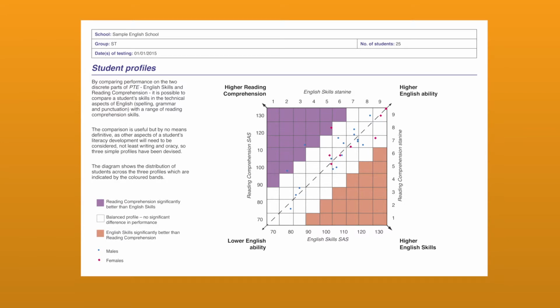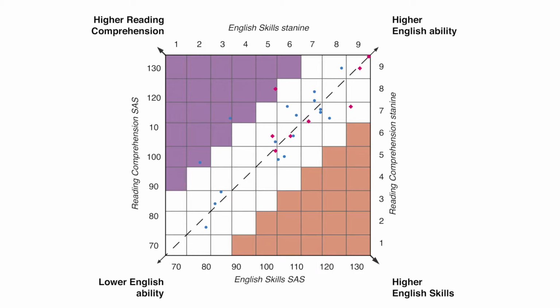This scattergram shows how the individual student profiles are distributed for this group. We're interested in finding out if students have relative strengths and weaknesses. Students in the central white-coloured section of this scattergram have a balanced profile, so they're as strong in their English skills as they are in their reading comprehension. However, students in the bottom left corner have weaker performance. If students fall into the top left purple-coloured section, this means that their reading comprehension is much stronger than their English skills. Conversely, if they're in the bottom peach-coloured section, this means that they have higher English skills than reading comprehension skills.